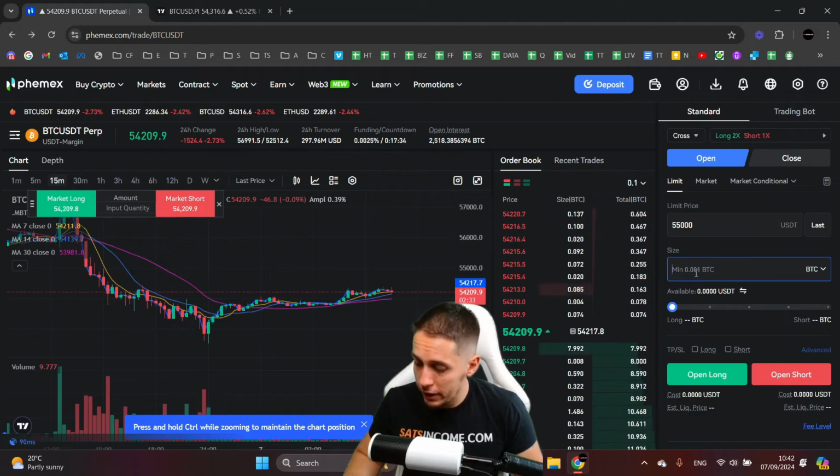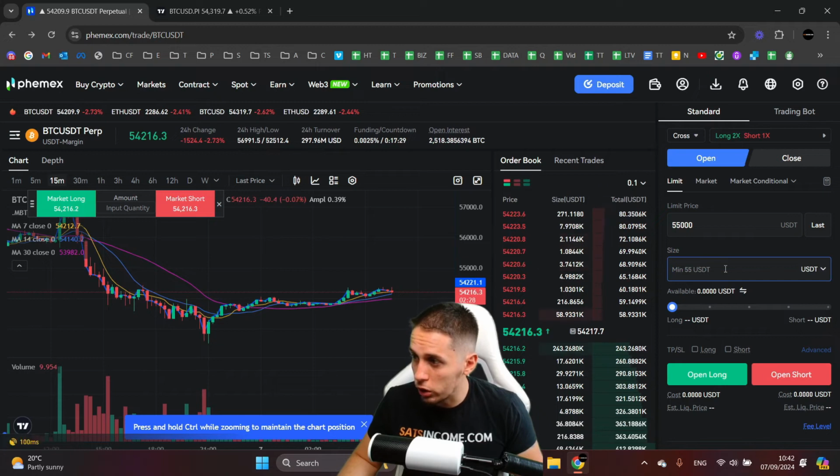Alright, and then I'm gonna enter here the amount of Bitcoin or the amount of dollars that I want to short, right? So the minimum, as you guys can see, is $55. So you cannot place an order smaller than this, right? When you trade futures, when you trade spot, you can, but when you trade futures, you cannot. So $55 is the minimum.